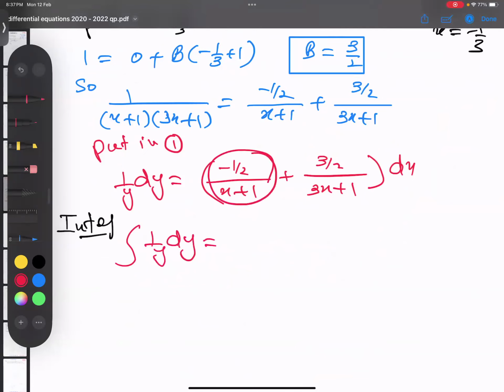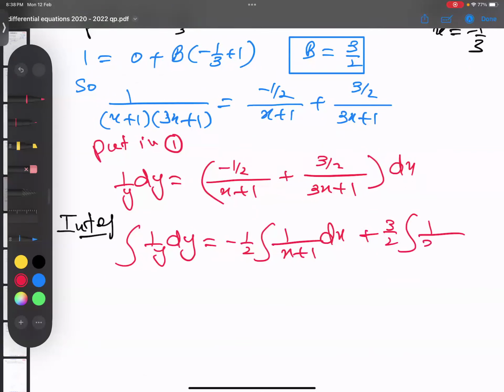And I can do this all together, or I can split them. So I write this separate, this separate, and this I bring outside. Look, student, I'm showing you what I'm saying. The same story here. 3 by 2 goes outside, 1 over 3x plus 1 dx. Alhamdulillah rabbil alameen. This integration separate, this integration separate, and this upper part I brought outside.